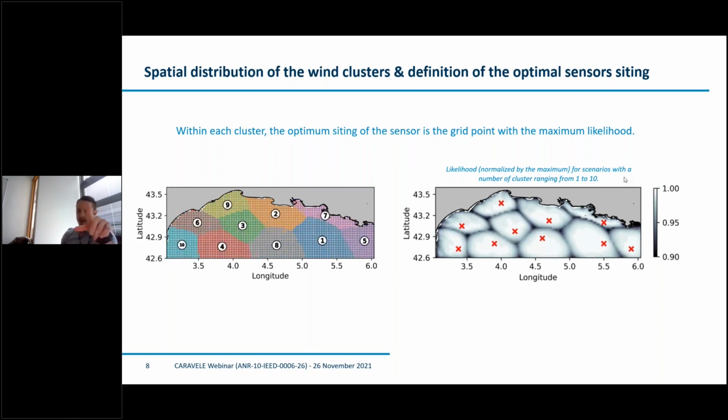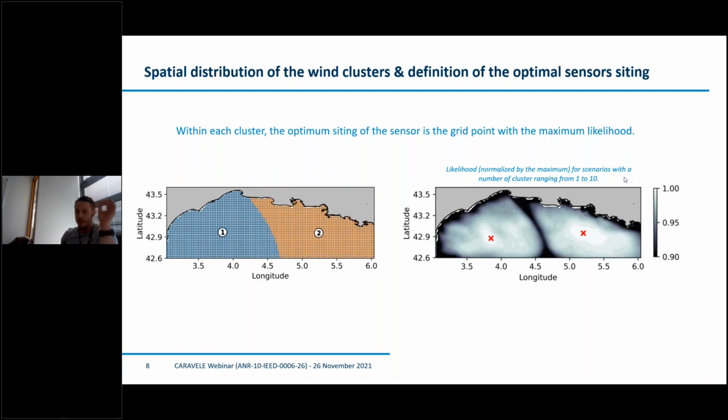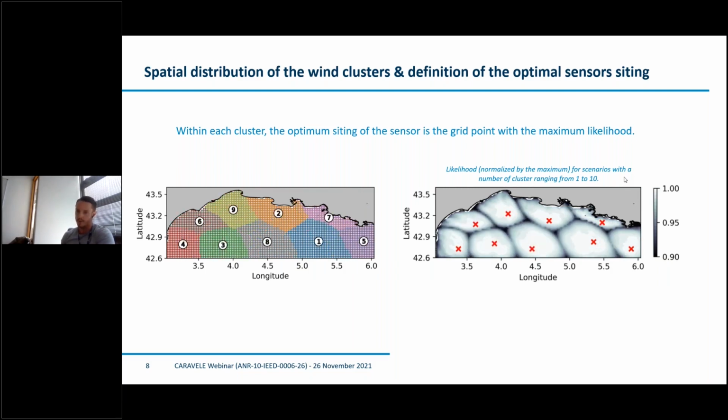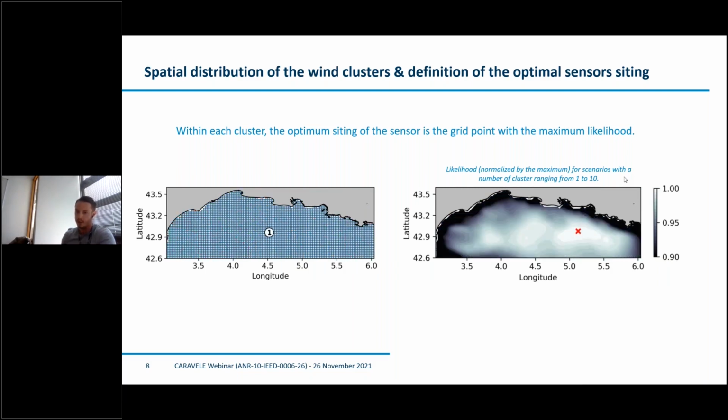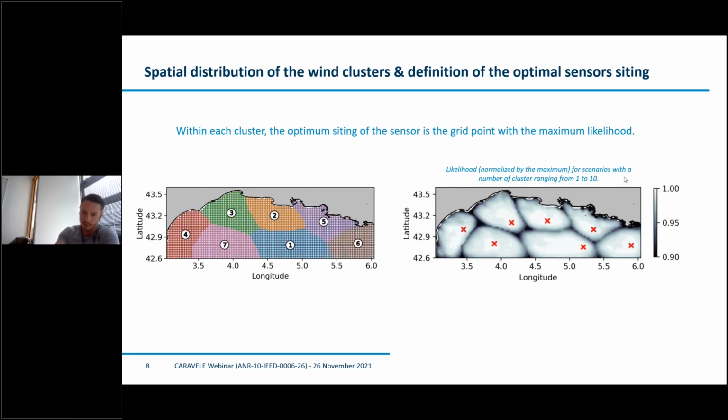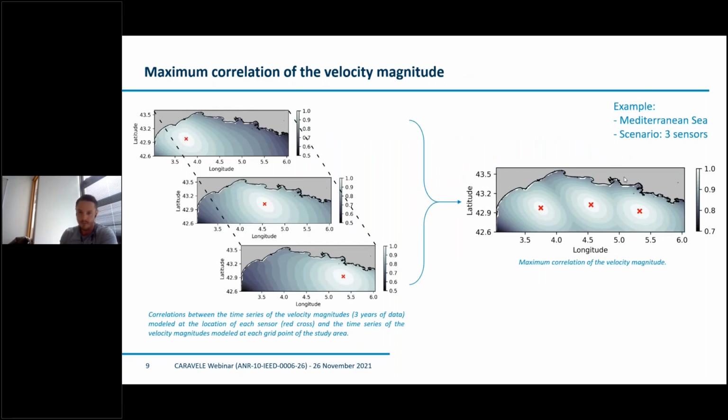The optimal sensor location, the red cross in the right-hand side figure, within each cluster has been set to be the grid point with the maximum likelihood. The likelihood is another output of the Gaussian mixture model. So this point is most likely to belong to the cluster and is the most representative point of the cluster in terms of wind characteristics.